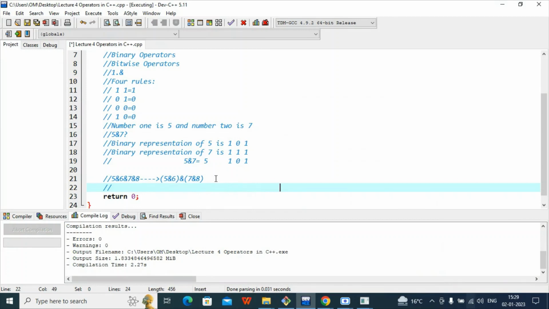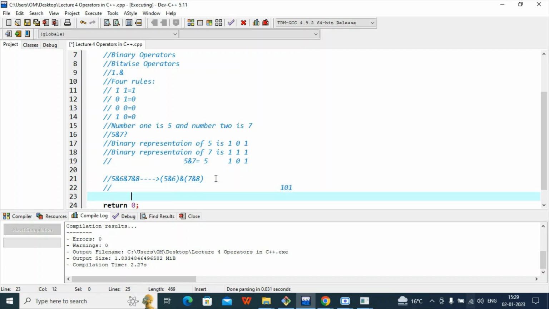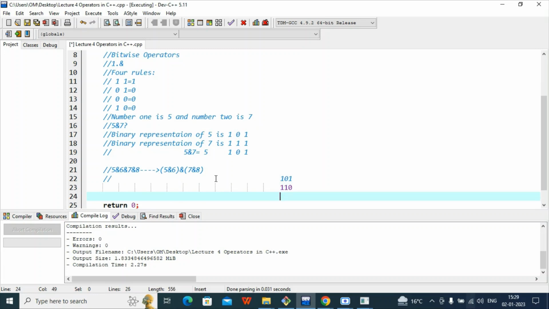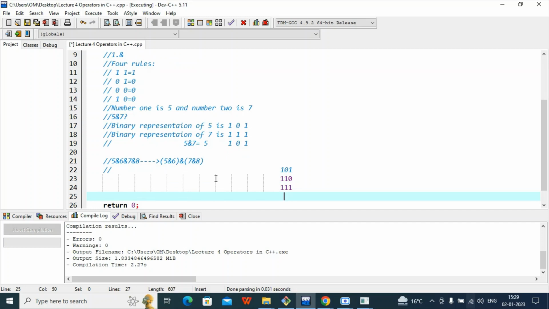Suppose you have multiple numbers, just write the binary representation. 5 is 101, right? What is the binary representation of 6? 110. What is the binary representation of 7? 111. What is the binary representation of 8? 1000. The binary representation of 8 is in 4 bits. You can write the others in 4 bits too, but it is not required. After this calculation, I'll tell you a very crazy thing.